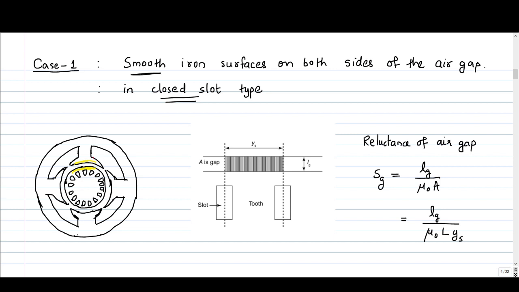An enlarged view of this portion, a zoomed view of this portion, is shown here.